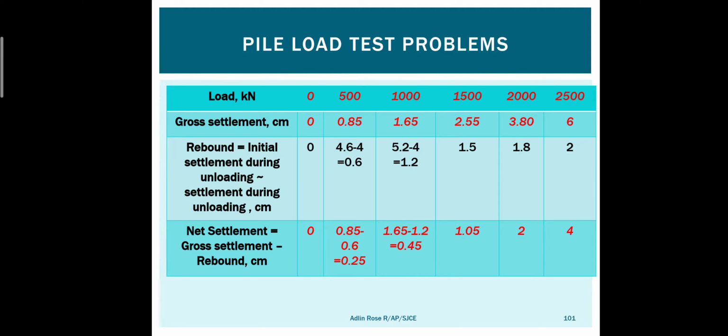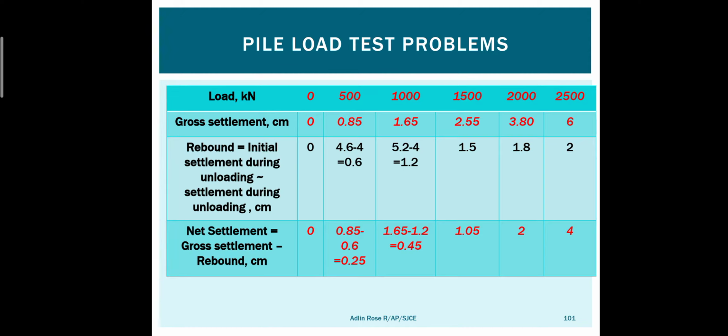Now what is the net settlement? Net settlement is equal to gross settlement minus rebound. So 0 minus 0, 0. Then 0.85 minus 0.6, which is going to be 0.25. Then 1.65 minus 1.2, it is going to be 0.45. 2.55 minus 1.5, it is 1.05. Next is 3.8 minus 1.8, it is 2.